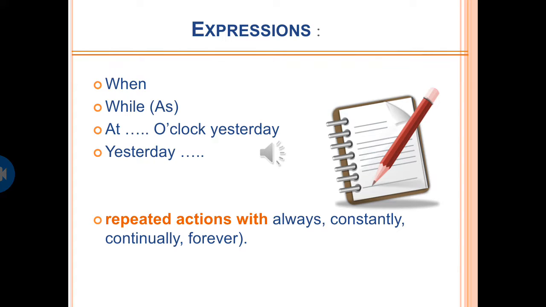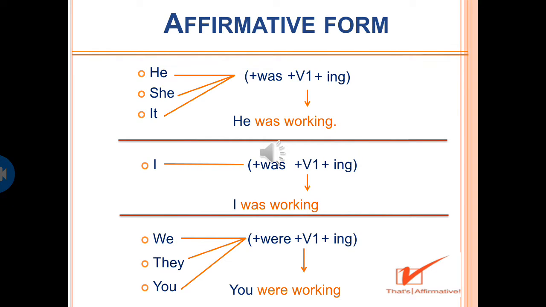Expressions used with the past continuous tense. When, while or as, at o'clock, yesterday. Repeated actions with always, constantly, continually, and forever. Affirmative form. He, she, it, plus was, plus verb 1, plus ing. For example, he was working. I, plus was, plus verb 1, plus ing. Example, I was working. We, they, and you, plus were, plus verb 1, plus ing. You were working.